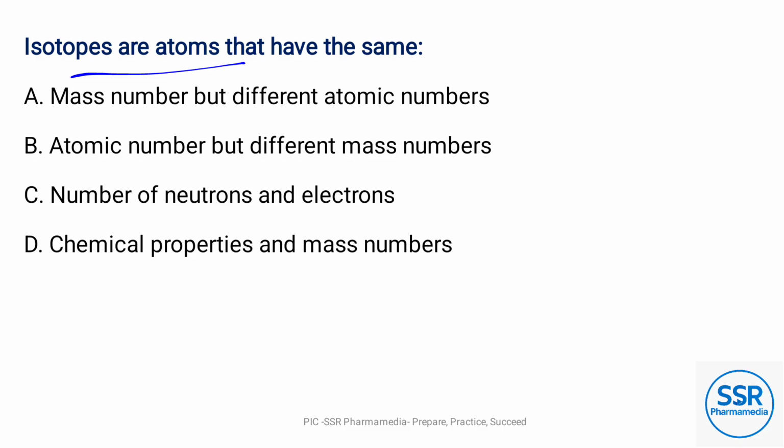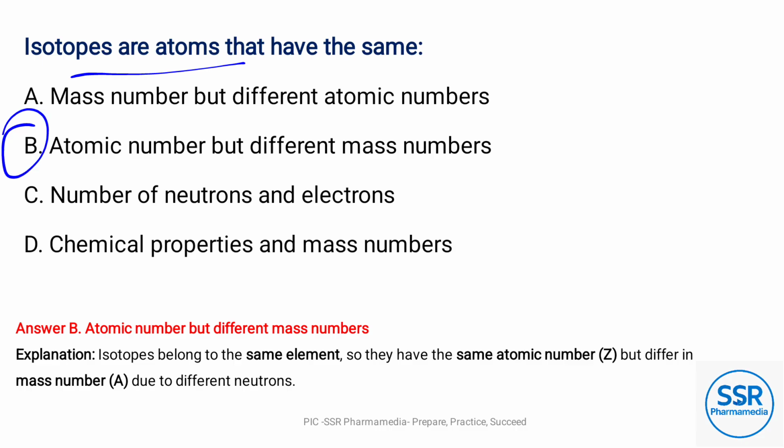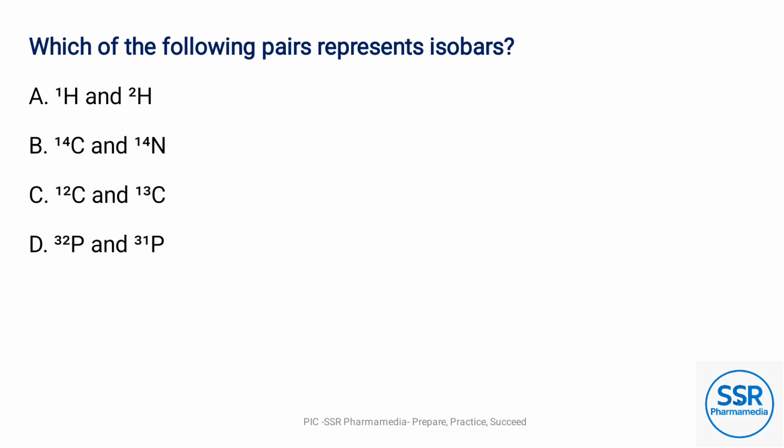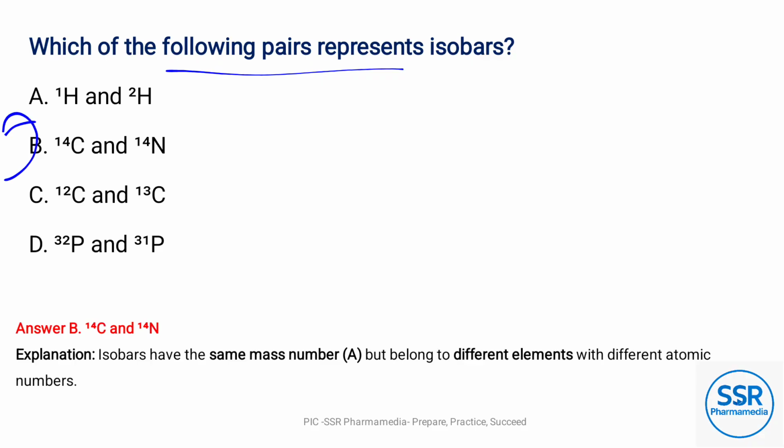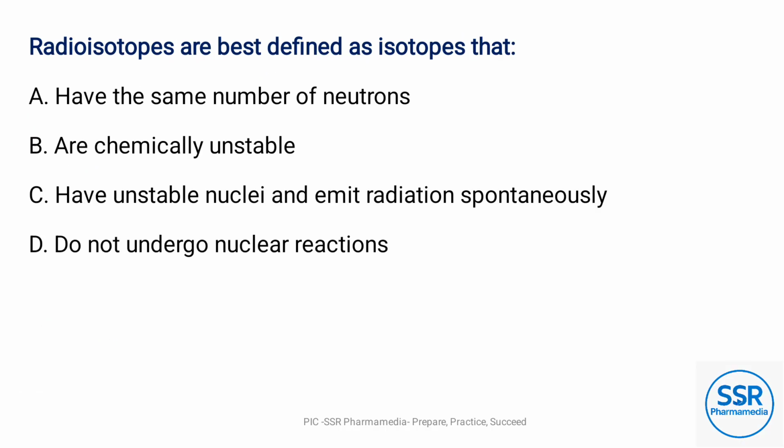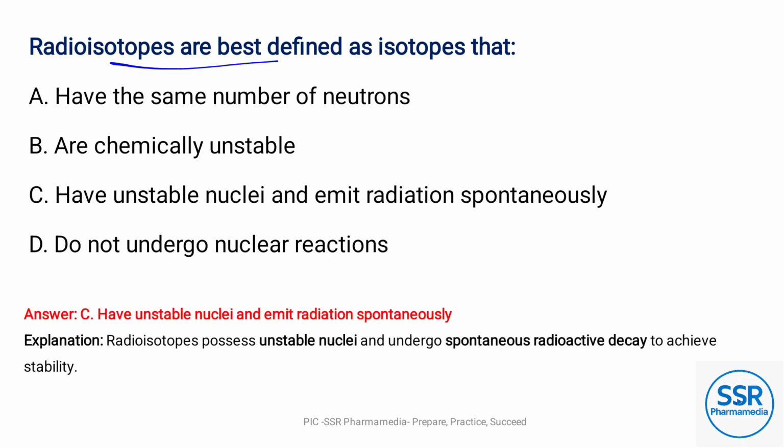Isotopes are atoms that have the same, option B, atomic number but different mass number. Which of the following pairs represent isobars? So option B, C14 and N14. Radioisotopes are best defined as isotopes that, option C, have unstable nuclei and emit radiation spontaneously.